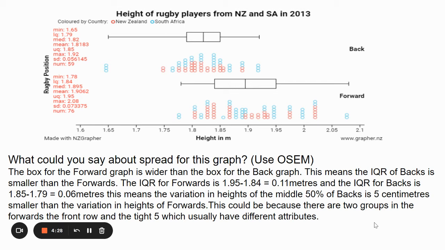This could be because there are two groups in the forwards. So I've talked about that before, the front row and the type 5, and that could cause the group to be more spread out than the backs, all right?